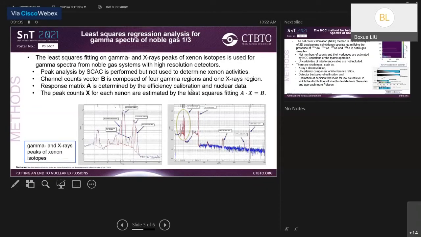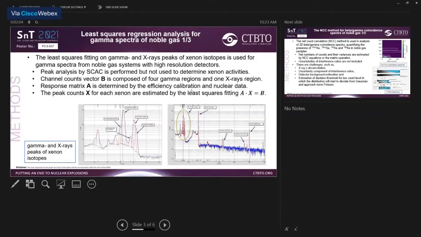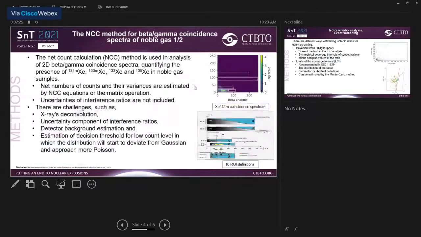The second method is the least square regression analysis for the gamma spectrum of noble gas. This is least square fitting on the gamma peak regions and also the X-ray peak regions of the xenon isotopes, for gamma spectra with high resolution detectors like the Spalax system. There is some problem with this one. We don't have a very clear, concise definition for the decision threshold for the metastable xenon isotopes. Occasionally, we also observe some false positive or false negative detection of the metastable. There are some potential solutions for this problem.